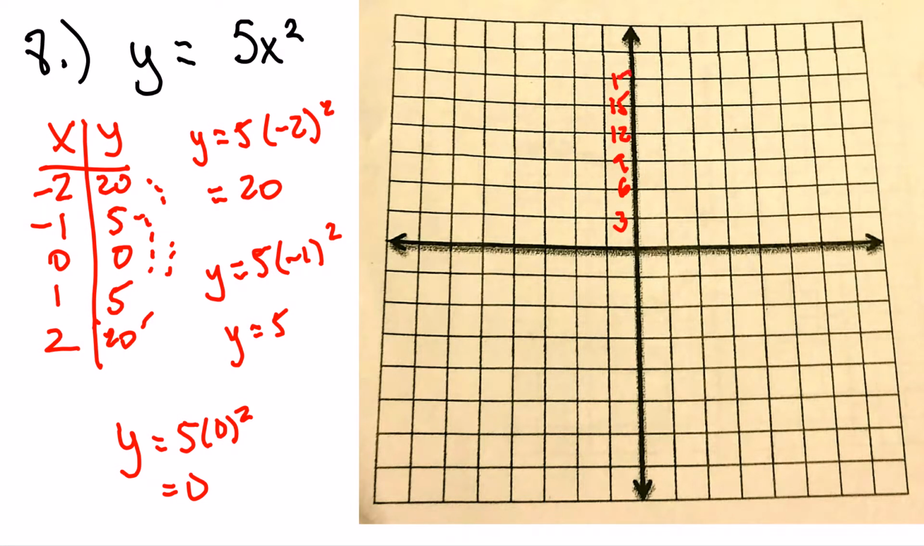You can go by whatever you want, to be honest. Alright, so I go left 2, up to negative 20. That's just below 21 because I went by 3s. Negative 1, 5. Put a dot right there. 0, 0. And then 1, 5. And then 2, negative 20, or 2, 20.